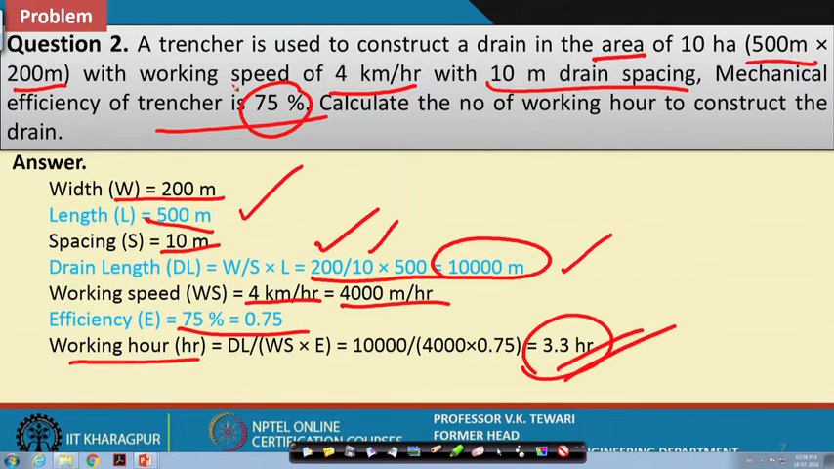So this particular problem enlightens you to learn about what a trencher is and how it can create a system by which we can understand this particular equipment better.